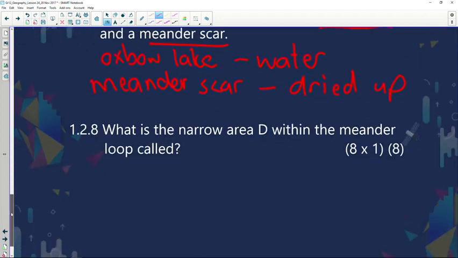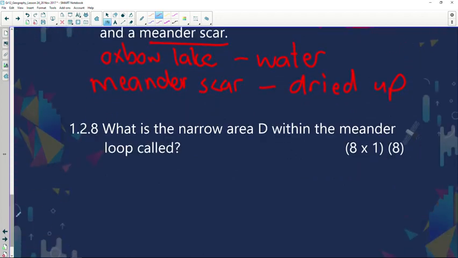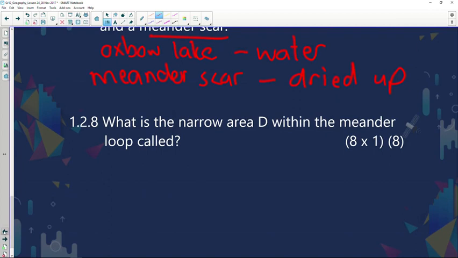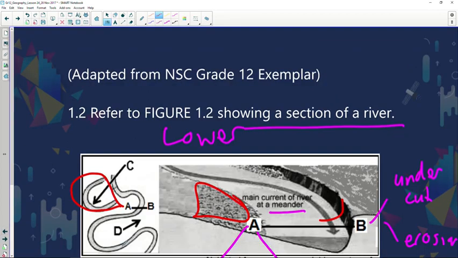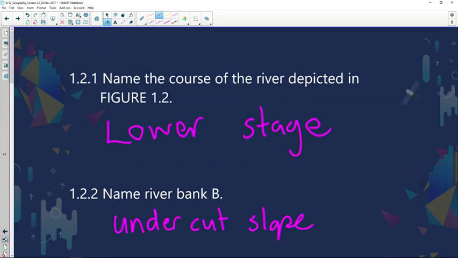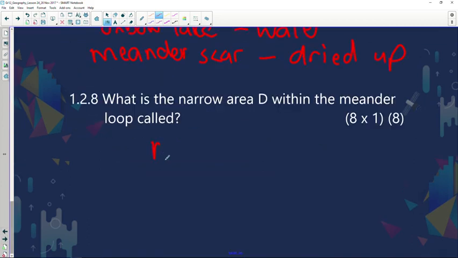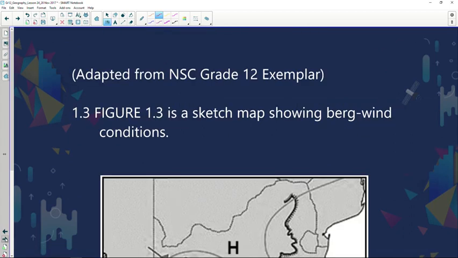1.2.8, what is the narrow area D within the meander loop called? If you quickly look at that narrow area, it's this area over here between it, and that is known as the meander neck. I've already mentioned that to you, so that's the correct answer. Meander neck. Okay, and that was our short questions.